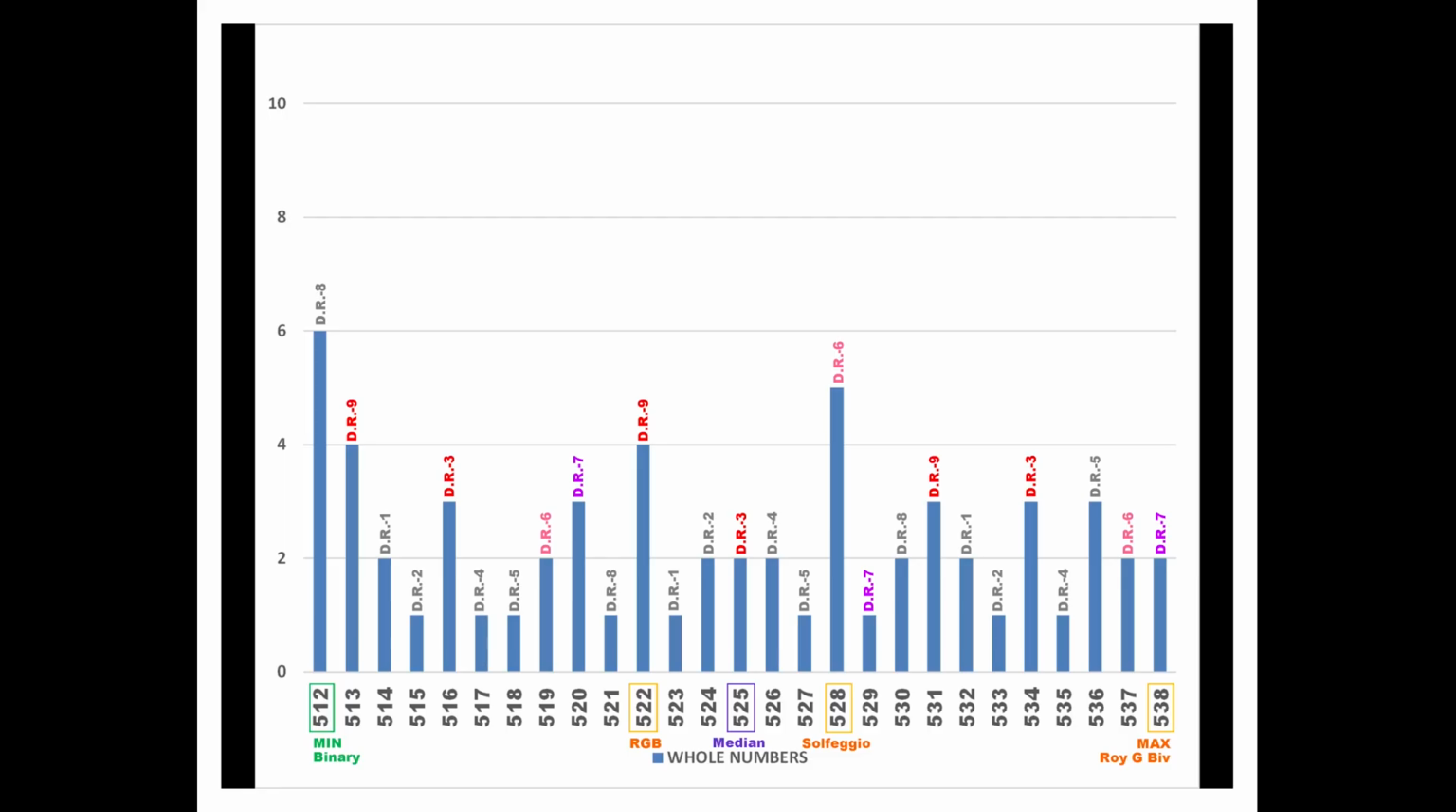And 538's our other maximum value. And then if we look at the median value, it's 525 there. 525 doesn't really, it's not very significant in this system. Now, if we look 3 units below 525, we get that RGB value there, 522. And what's interesting is if we look 3 digits above 525, we get a solfeggio number of 528. And that corresponds with the first runner-up of who gets the most whole numbers. It gets 5 whole numbers. So it's kind of interesting that the solfeggio number comes in second place.